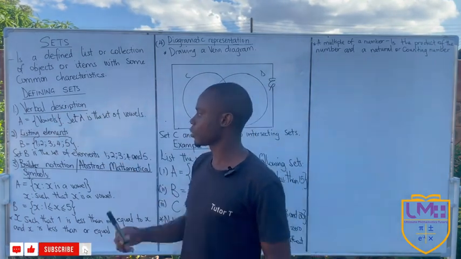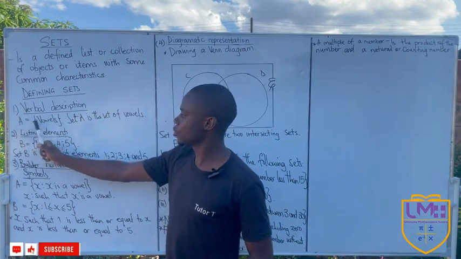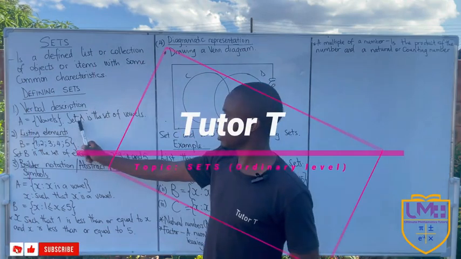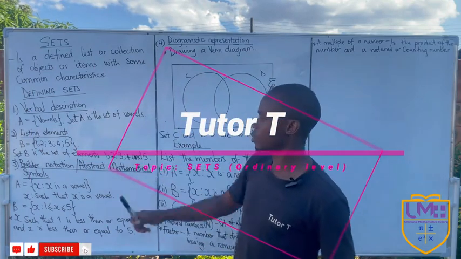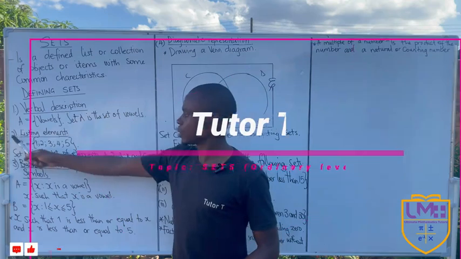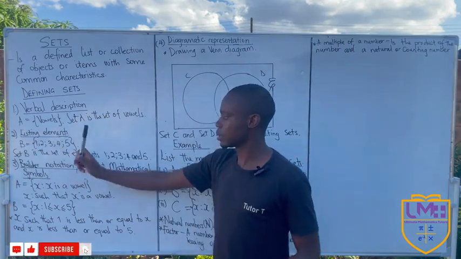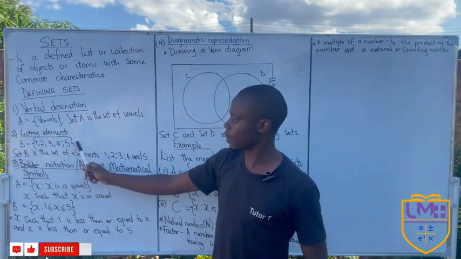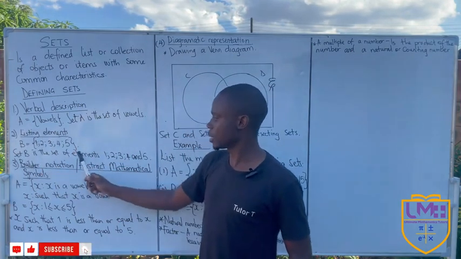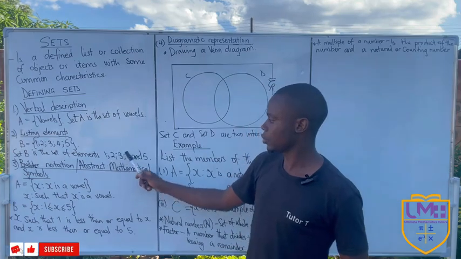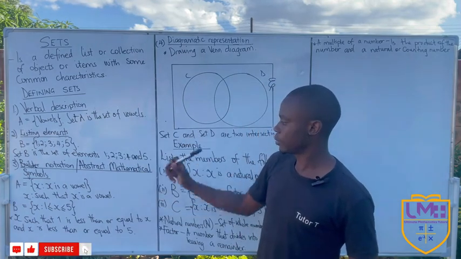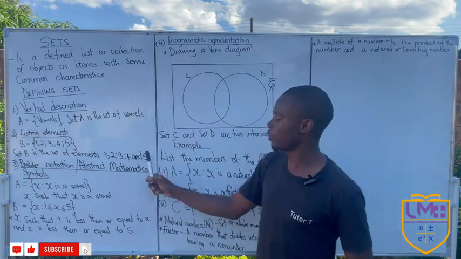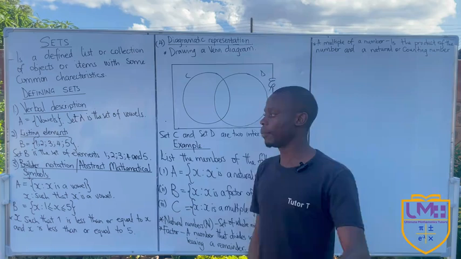Item 1, verbal description. For example, A equals open curly bracket vowels. Set A is the set of vowels. Number 2, listing elements. B equals 1, 2, 3, 4, 5. Set B is the set of elements 1, 2, 3, 4, and 5.